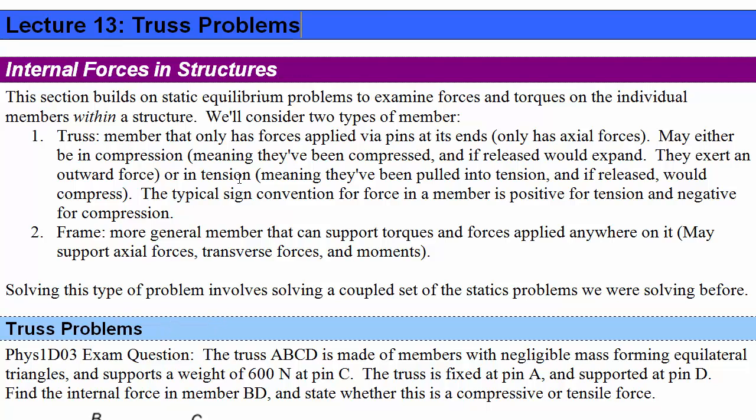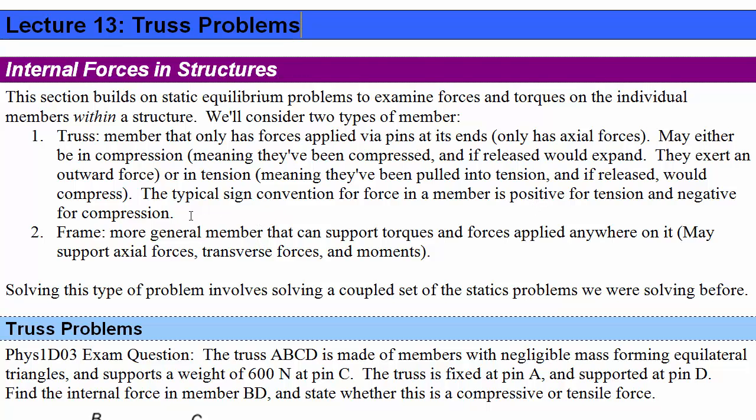What is a truss? A truss is a member that only has forces applied via pins at its ends. So all of the forces are applied at the ends of the truss. There can't be any non-axial forces. It can either be in compression, meaning that the truss has been compressed, and if you were to let go of it, it would expand, so it's pushing out on the pins around it, or it could be in tension, meaning that it's pulling. It's been pulled into an extended form, and if released, it would compress, so it's trying to pull on the pins. The typical sign convention is we assign positive for tension and negative for compression.